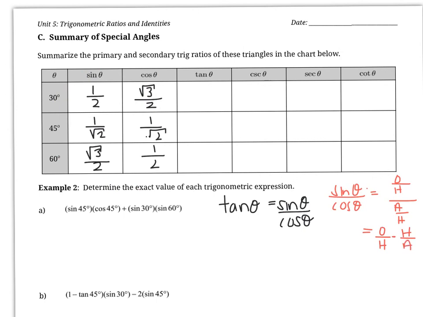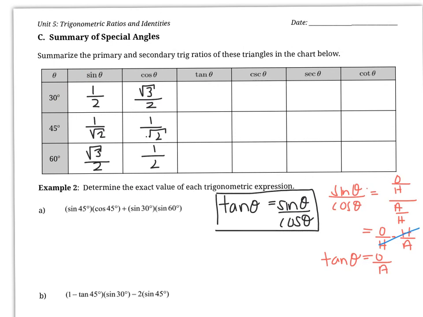And then look, these h's are going to cancel out, and we're left with opposite over adjacent. So that means that the sine over the cos ratio of the same angle is just equal to the opposite side over the adjacent side. Isn't that just tan? That's just equal to tan. So sine over cos is just equal to tan. So that's a really important property we're going to use over and over and over again. So we're going to use it for this table.